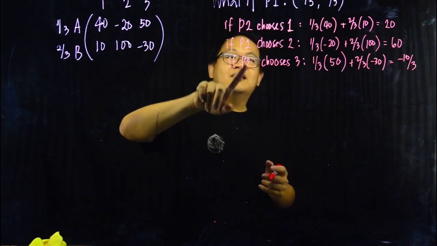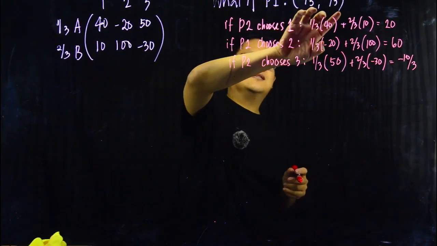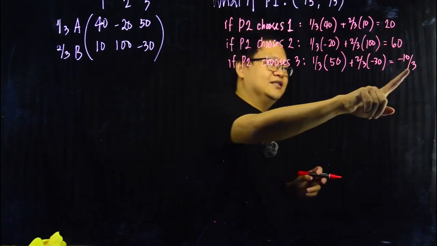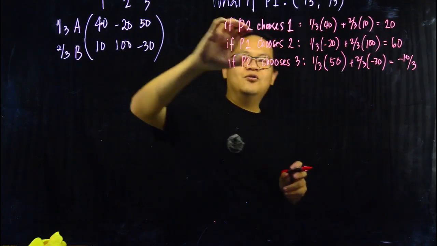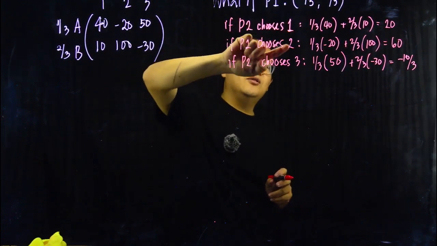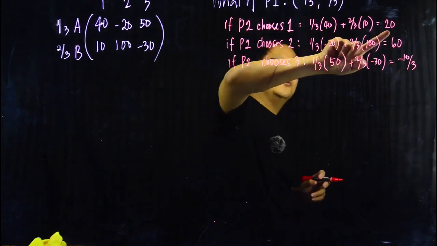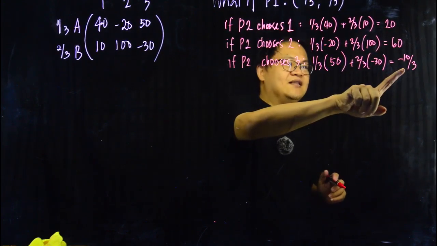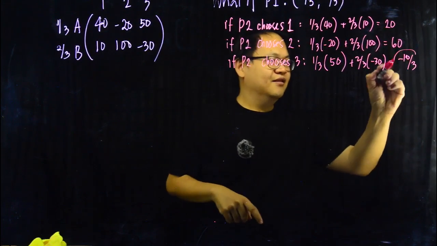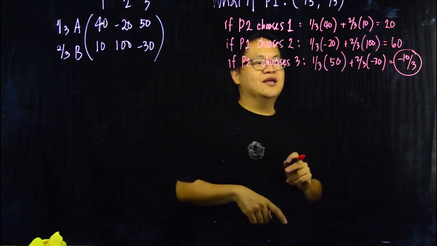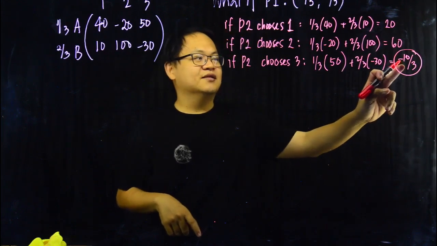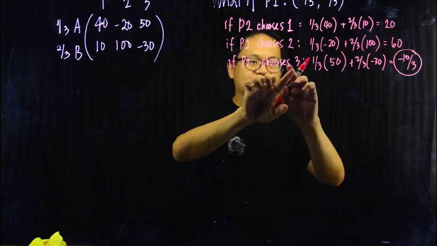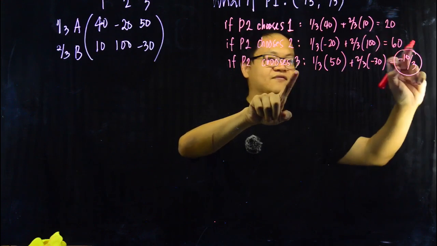That means if player 1 uses 1/3 and 2/3 as his strategy for A and B, and if player 2 chooses 3, in the long run, he will win 10/3. And because player 2 has the choice between choosing 1, 2, and 3, if he chooses 1, he loses 20. If he chooses 2, he loses 60. If he chooses 3, he wins -10/3. Then, obviously, player 2 will choose 3 because he'd like to win 10/3. So again, in summary, if player 1 uses this, player 2 chooses 3. And the value of the game is -10/3.